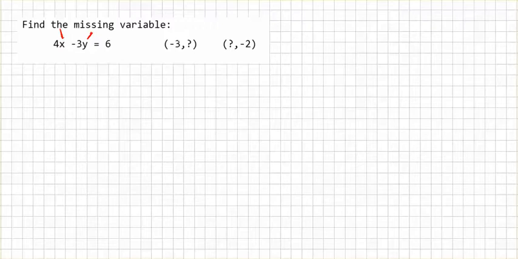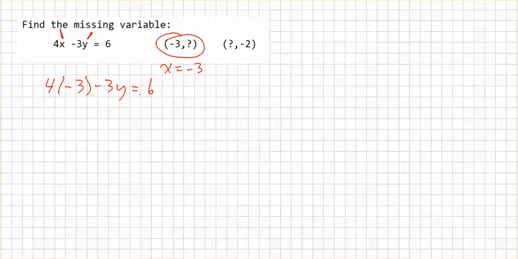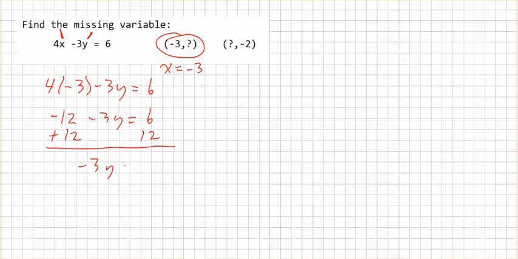In this instance, we know that, if we look over here at this data pair, that x is equal to minus 3. So we can plug that into the equation for x as often as x appears, and then solve for the unknown. So 4 times minus 3 is minus 12. Bring down the minus 3y equals 6. And now all we're left with is to simplify this to solve for y. So we add 12 to both sides. So minus 3y equals 18.